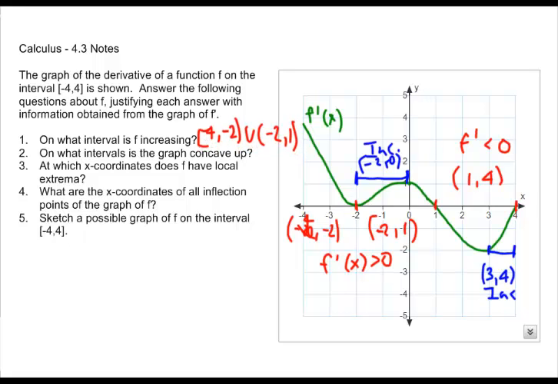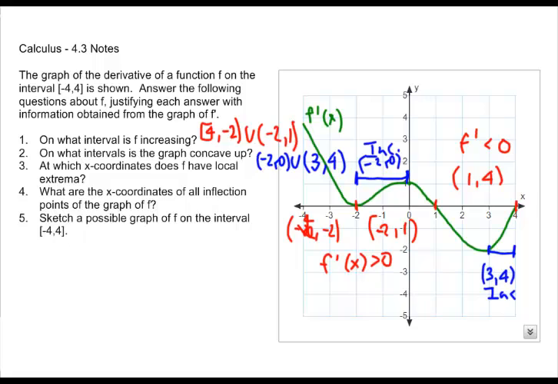So where does that happen? It happens from -2 to 1, or I'm sorry, -2 to 0. These should actually be open intervals. So let me just... together with 3 to 4. So again, just look where your derivative is increasing.